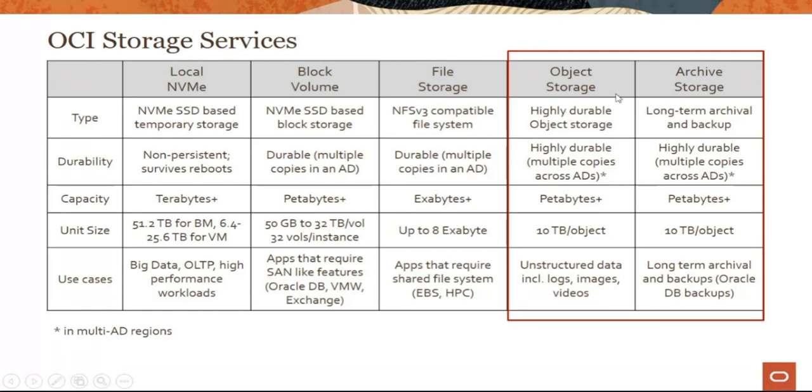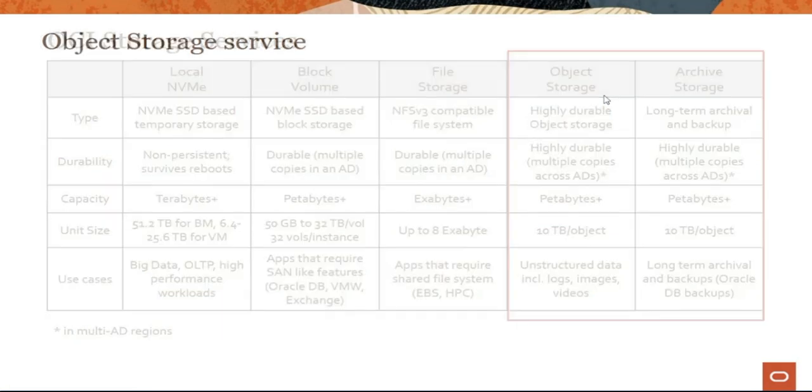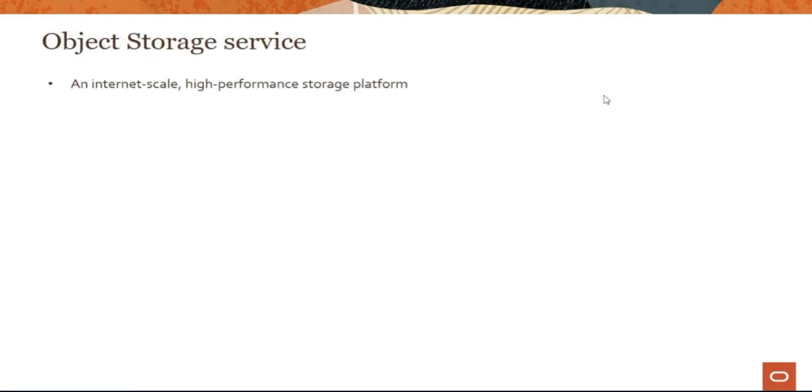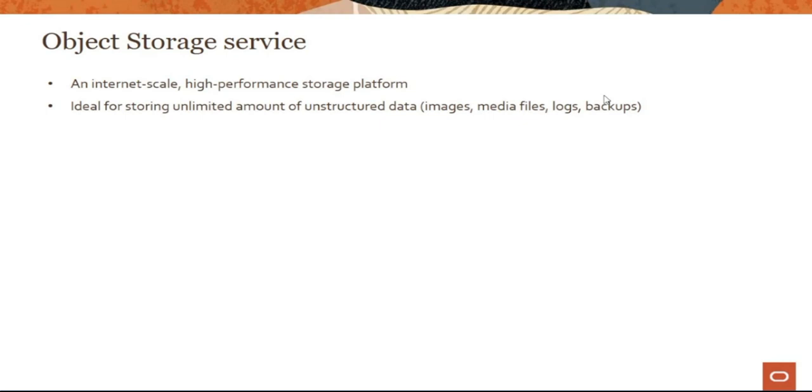And you have different classes within object storage, and one of the classes is archive storage, and we'll look into more details on the archive storage as well. So what is object storage? Again, as we just saw in the previous slide, let me recap some of the key characteristics. It's an internet scale high performance storage platform where you manage data as objects. This is ideal for storing unlimited amount of unstructured data. And there's a huge explosion of unstructured data nowadays, whether it's images, media files, logs, backups, etc.